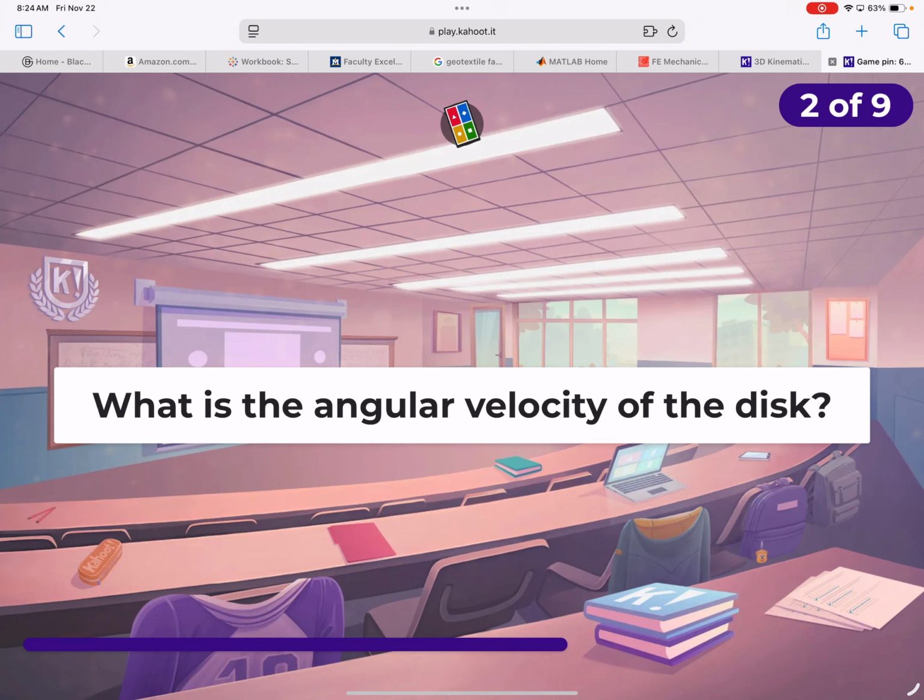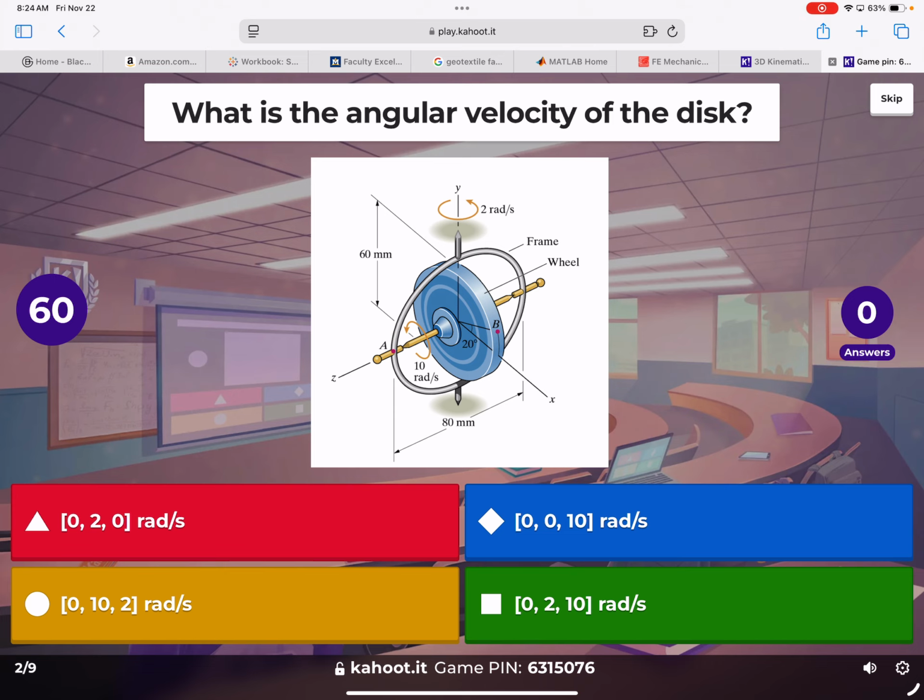What is the angular velocity of the disk? You see your intuition here.